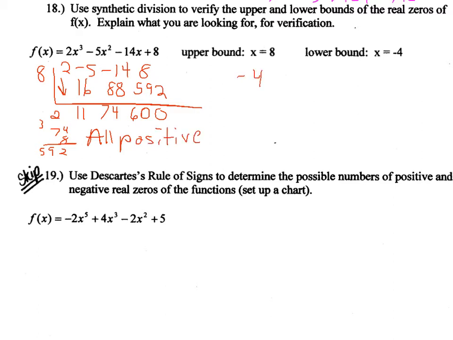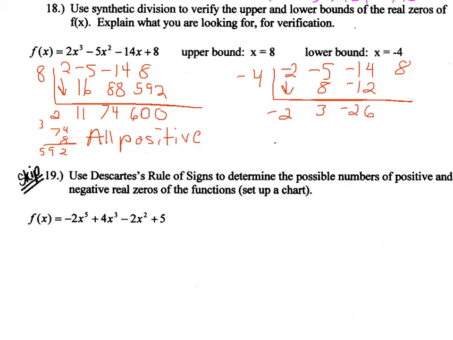So now we're going to do the same thing with -4. And if they alternate on the bottom, then we know that it is a lower bound. And they do. So we know that it is a lower bound because of alternating signs.